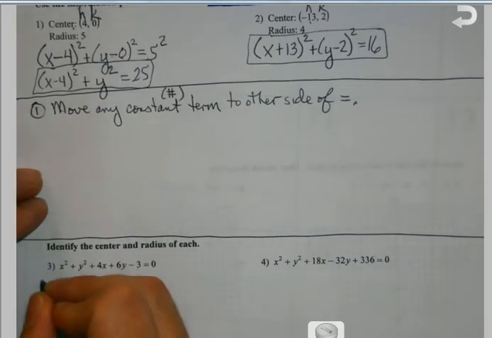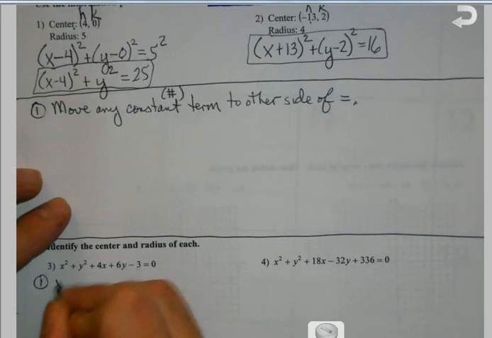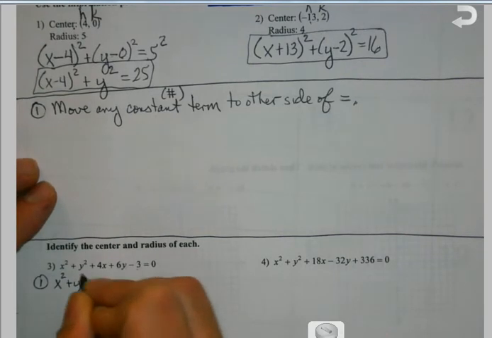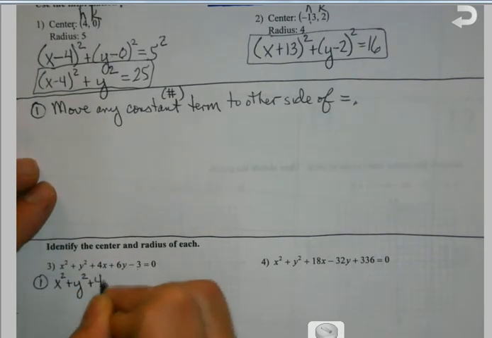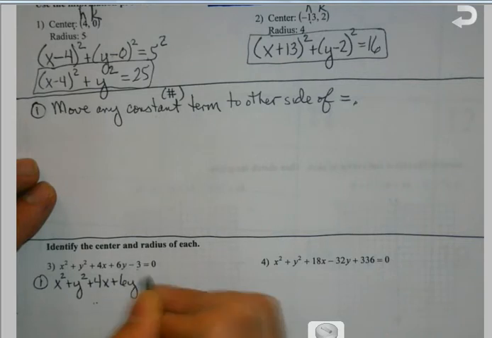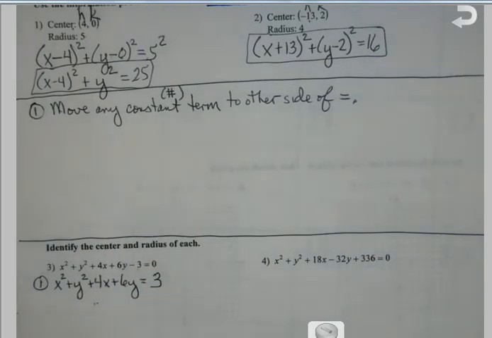So job 1, I'm going to recopy everything else that already has a variable term, but that minus 3 is going to get added to the other side. That's always my first job: get that constant term away from all my variables. Sort of like yesterday when we said we just wanted the x's on the side.